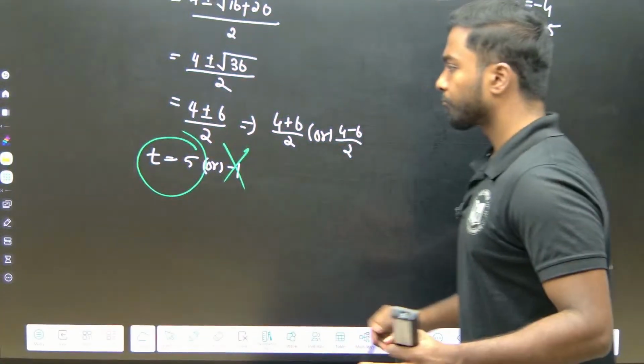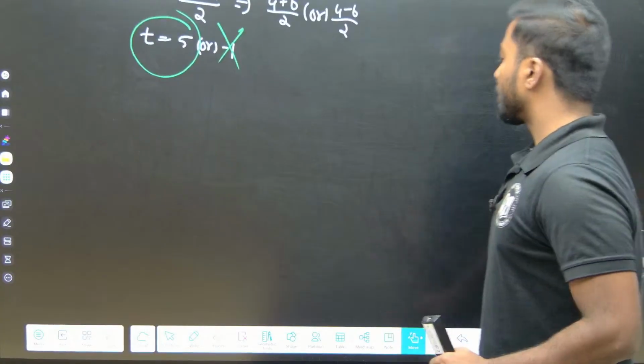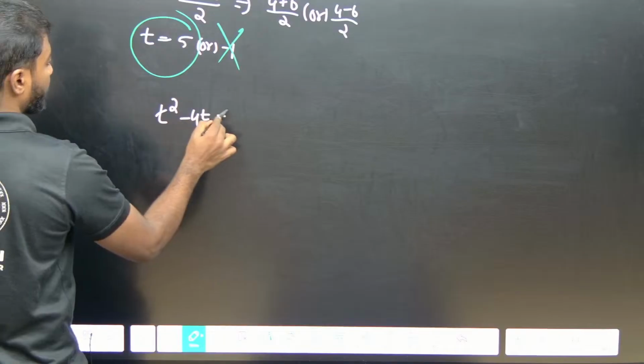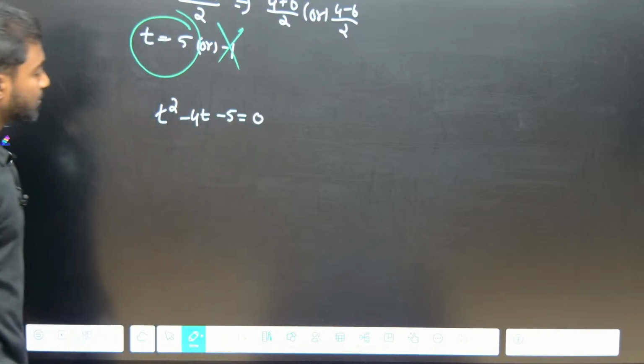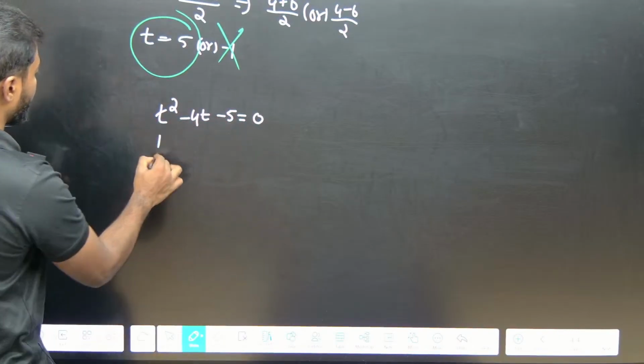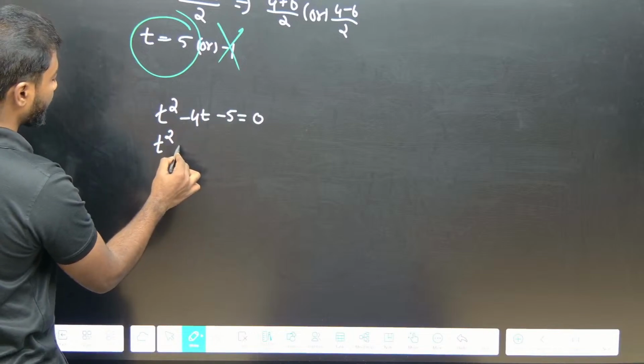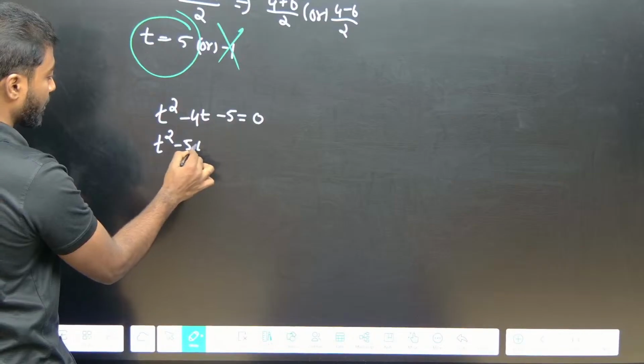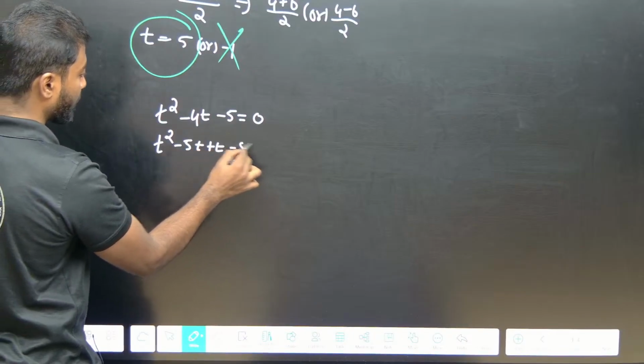But some of you know what we can also do with t square minus 4t minus 5. No, wait a minute, I guess the screen is not visible. Now it's visible, right? So now t square minus 4t minus 5 will be equal to 0. So I can take it like this: t square minus 5t plus t minus 5 will be equal to 0.